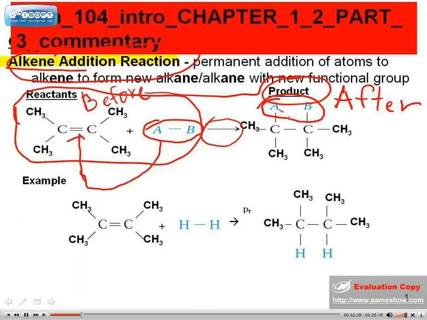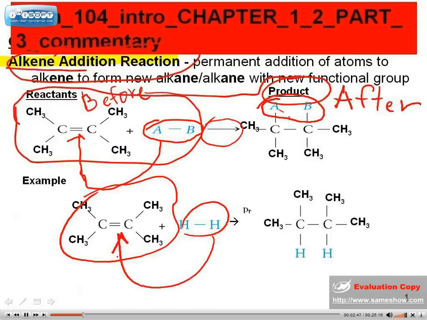Here, let's see another example over here. Starting alkene, here is my molecule I'm going to add in. Again, this is before. Let's go forward in time. Forward. And here is our final product. That's the substance produced after.